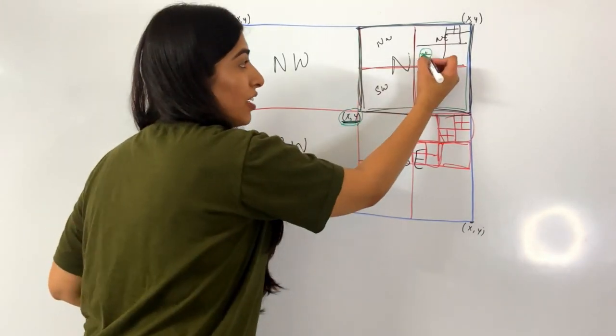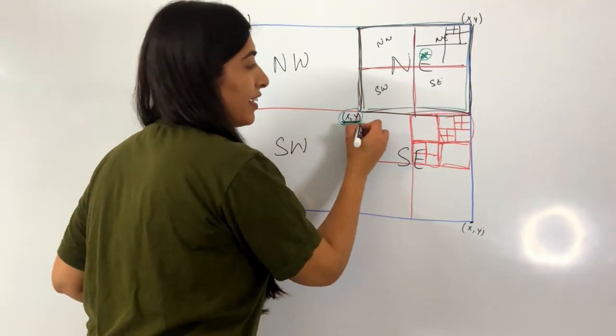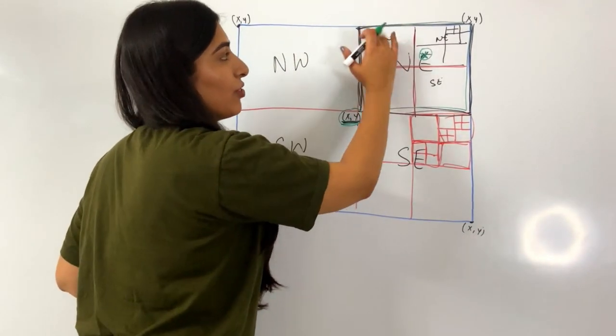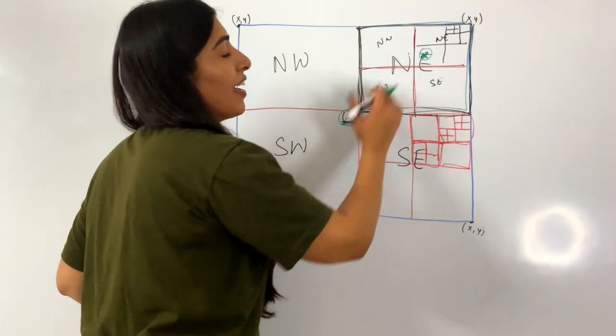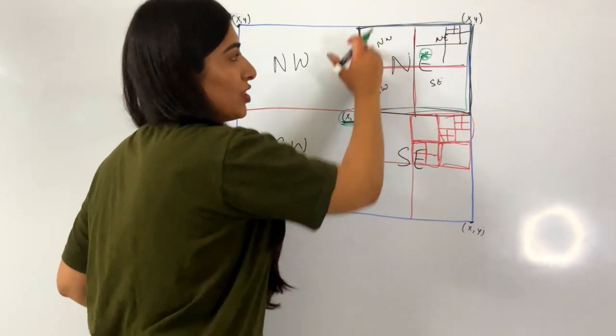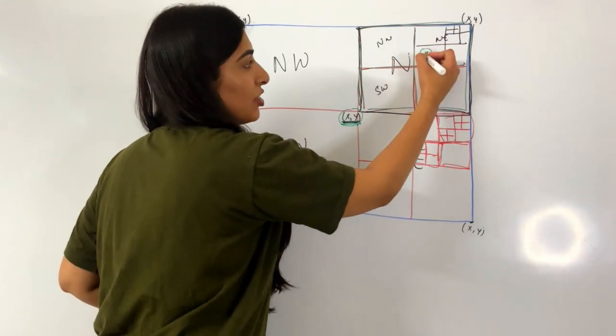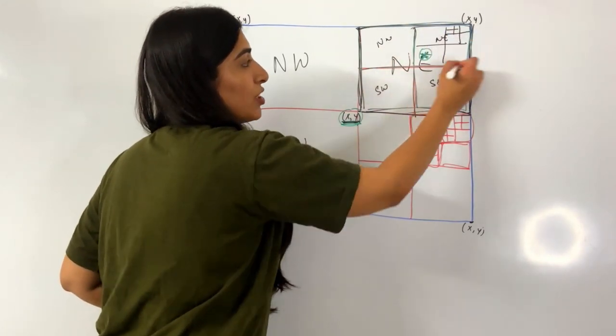By comparing the location of this coordinate with the center, we know that we don't have to search these three quadrants at all. We have to search only this particular quadrant, and I thus move my search to a smaller subproblem. Then again, I can compare, I can move my search into a smaller subproblem, again to a smaller subproblem.